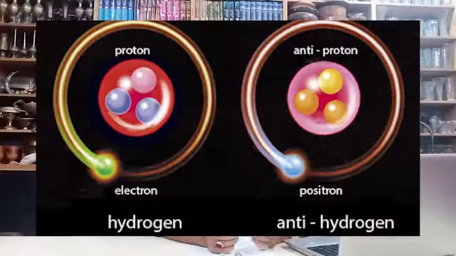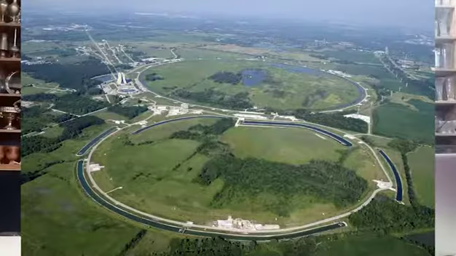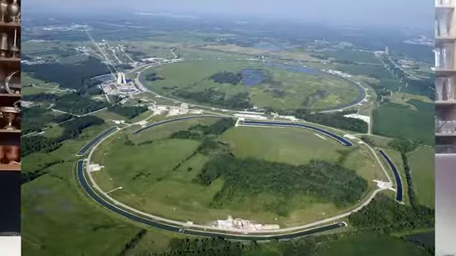Now let's talk about the production of the antihydrogen atom. In 1955 at CERN, Switzerland, scientists finally synthesized an antihydrogen atom for the first time. So that was the whole journey of the discovery of antimatter.